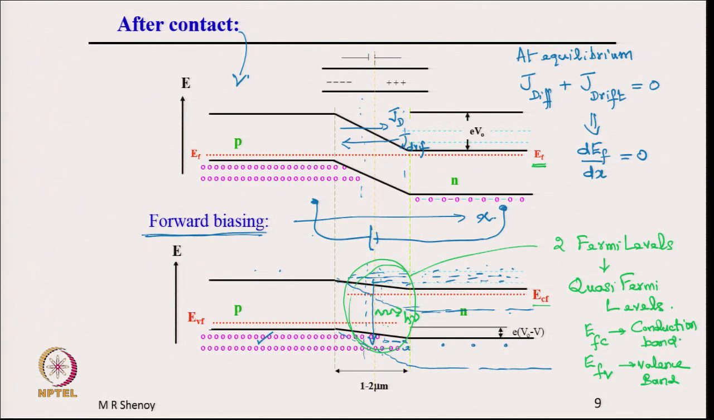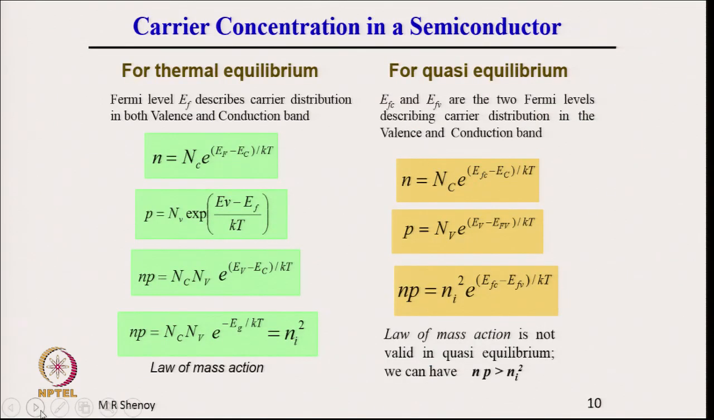In the original semiconductor, before we biased, we had only one Fermi level, which describes the distribution of carriers in both the valence band and the conduction band. But when the semiconductor is in quasi equilibrium, then it has two Fermi levels, one describing the distribution of electrons in the conduction band and the other describing the distribution of holes in the valence band. So, these are designated as EFC and EFV.